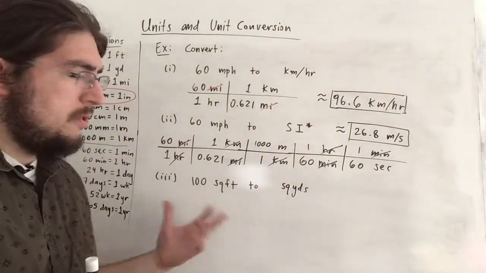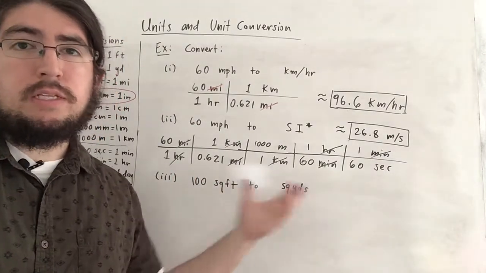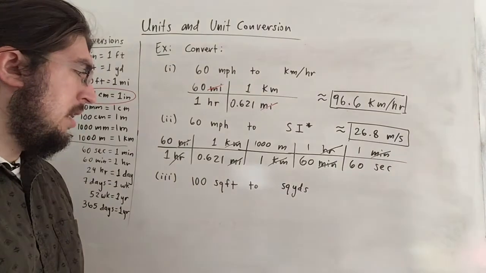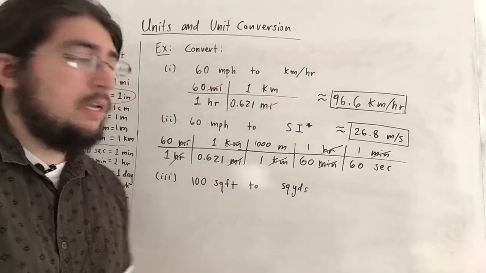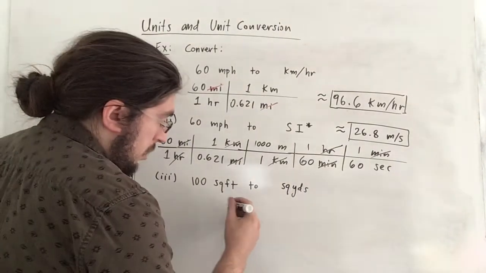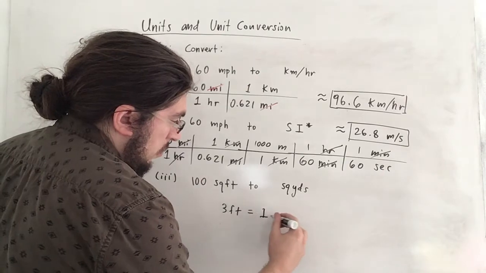So now we get to this third example. How do we convert an area from one unit to an area in another unit? Notice the SQ stands for square. So this is square feet into square yards. Now we know feet into yards. We know that there are 3 feet in 1 yard. So 3 feet is equal to 1 yard.